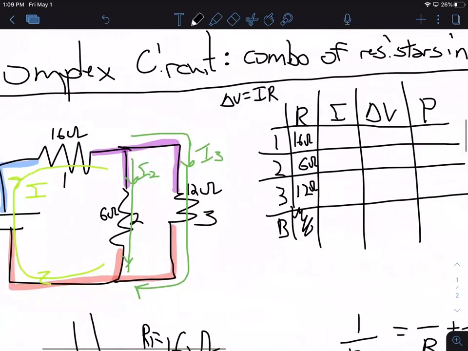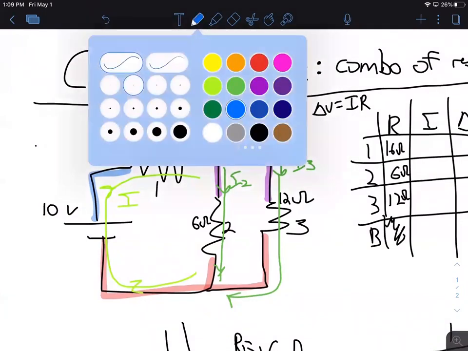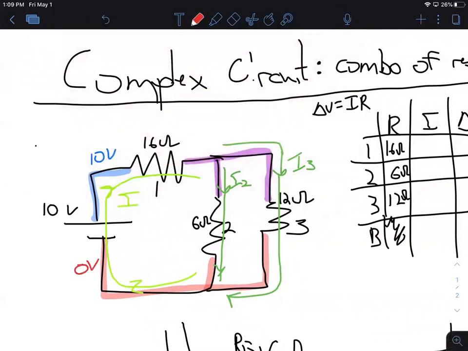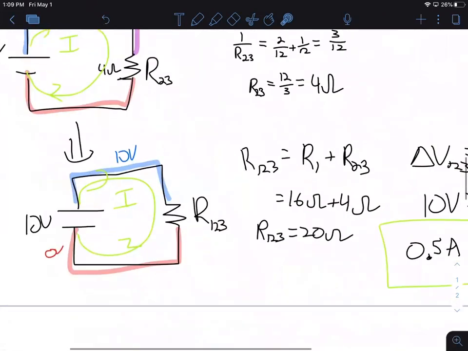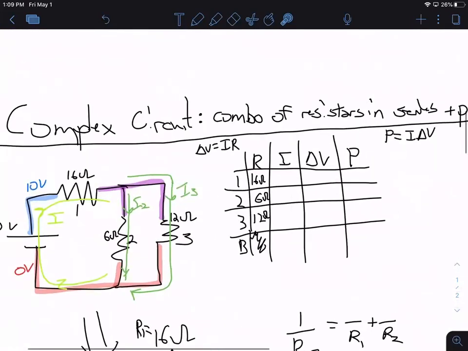Do I know the delta V's? Going back, this is going to be 10 because we say this is 0. The battery gives 10. But I don't know this purple bit. So if I don't know this, I can't find these delta V's or this delta V easily without knowing something else. What else do I know? Well, I just found, through this complicated process of simplifying my circuit, I now have this. I had to do this first because now I know what that total current is.